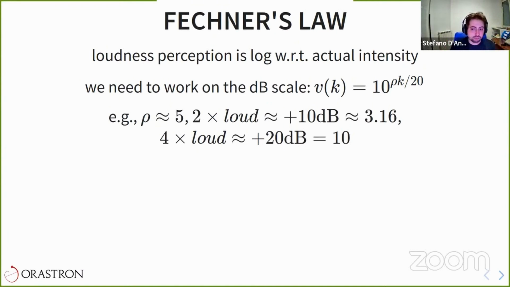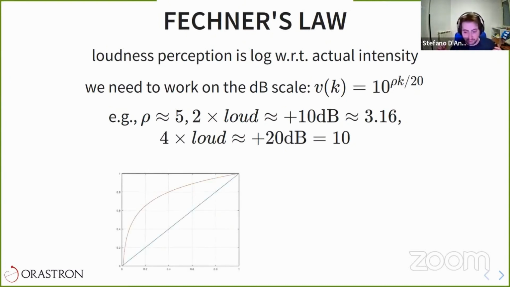We know from experiments that to get a signal to be twice as loud as before, we need to increase it by around 10 decibels, which means multiplying the signal by a factor of 3.16 more or less, which is the square root of 10, if you wonder. If you want this signal to be 4 times louder, you should not multiply it by 2 times 3.16, but rather by 10, which is the square of 3.16. That's what it means in practice.